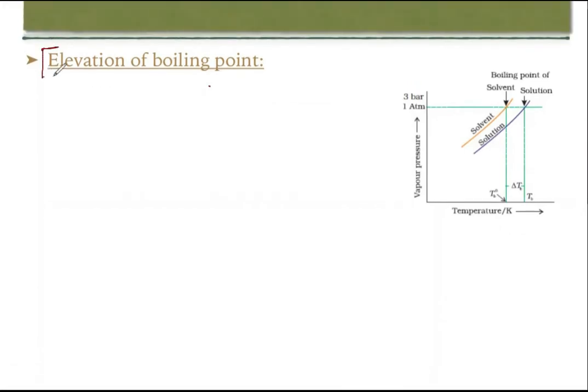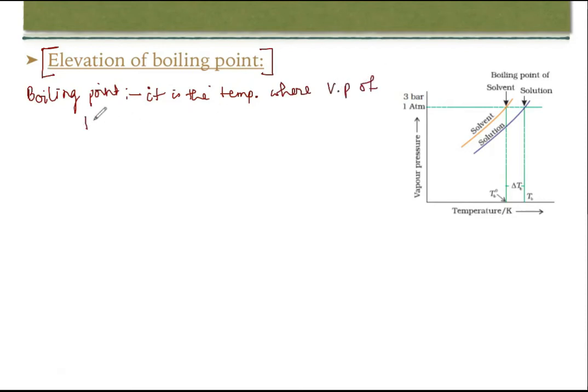Now let us discuss the next colligative property, that is elevation of boiling point. Elevation means increase in the boiling point. To explain this point, let us discuss the meaning of boiling point. Boiling point is defined as the temperature where the vapor pressure of the solvent is equal to the atmospheric pressure.